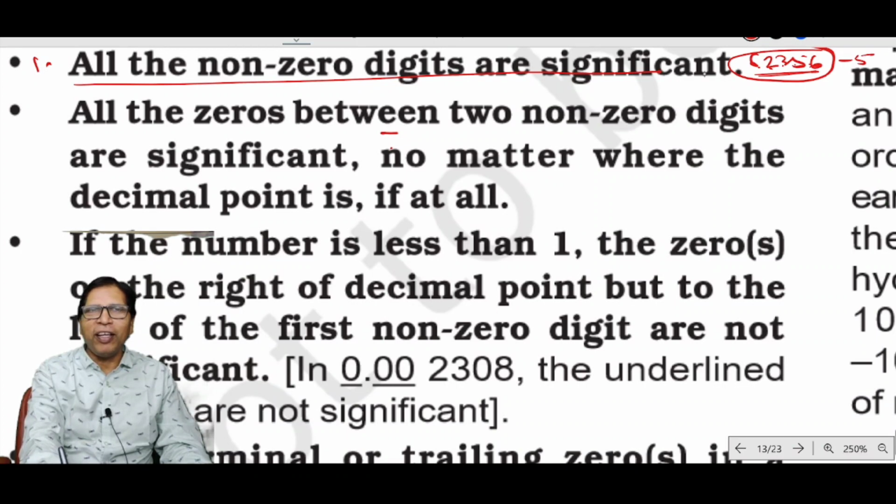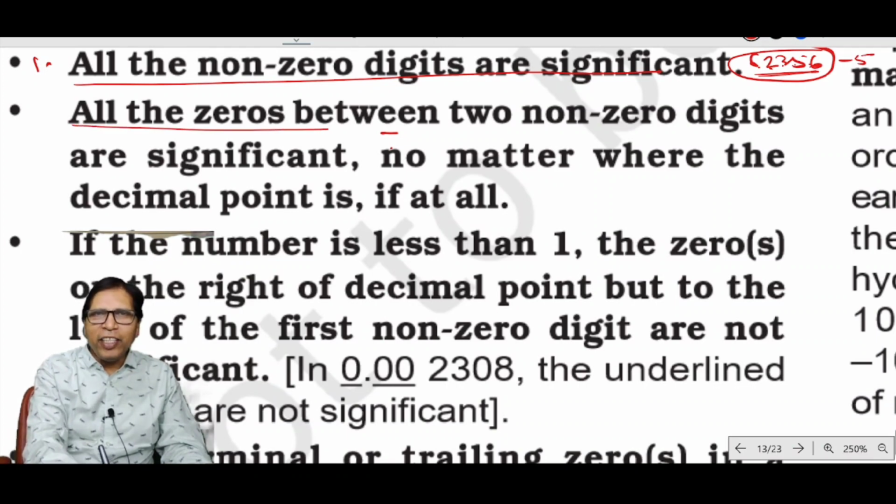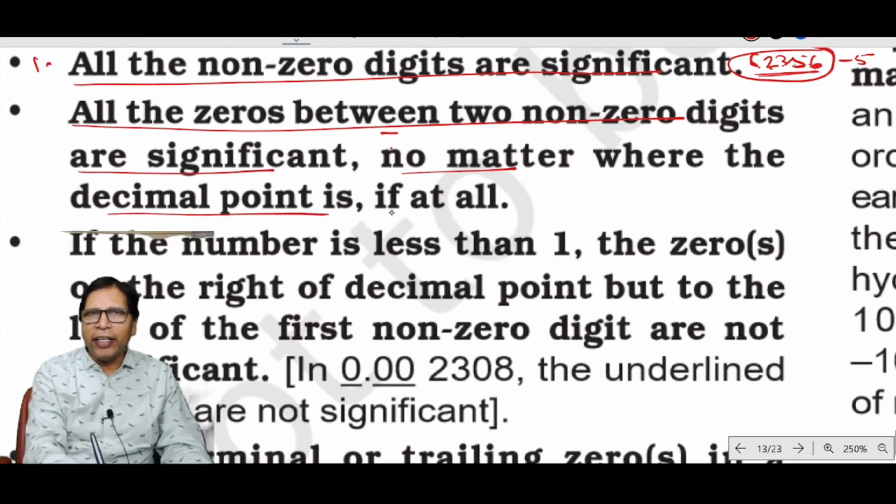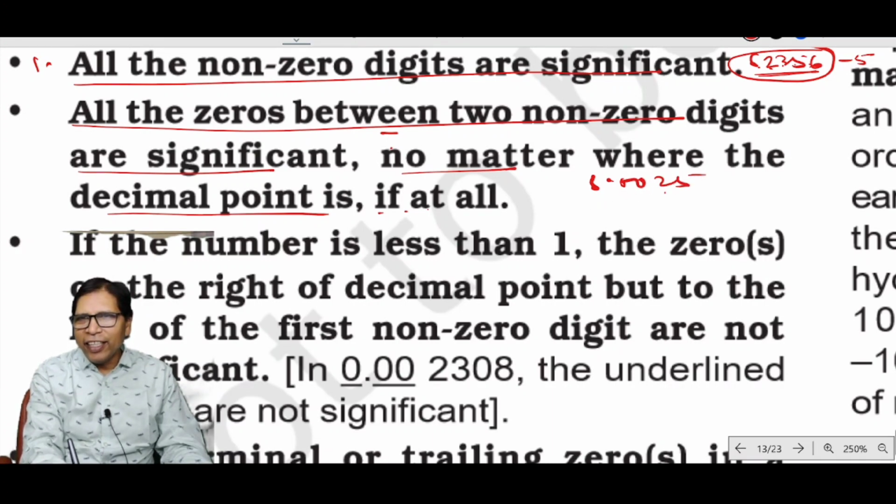Now, all the zeros between two non-zero digits are significant, no matter where the decimal point is at all. Look at this: 6.0025. Here this is a non-zero digit, and this is a non-zero digit. These two zeros are within the non-zero digits, so these two zeros are significant. So here the number of significant figures is 5.